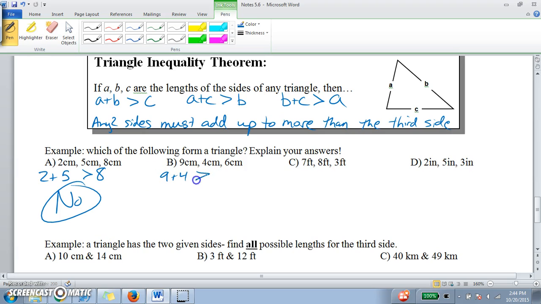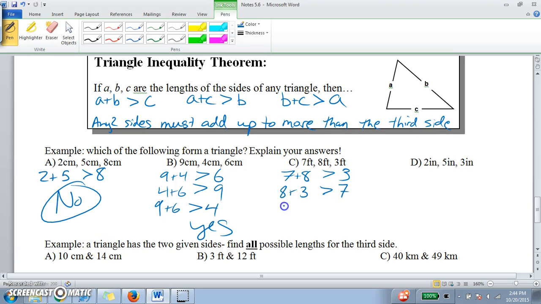If we check here, 9 plus 4 is greater than 6. 4 plus 6 is 10, that is greater than 9, and 9 plus 6 is greater than 4. So yes, that works. Here, 7 plus 8 is greater than 3, that works. 8 plus 3 is greater than 7, that works, and 7 plus 3 is greater than 8. So these all work. Here, 2 plus 5 is greater than 3.